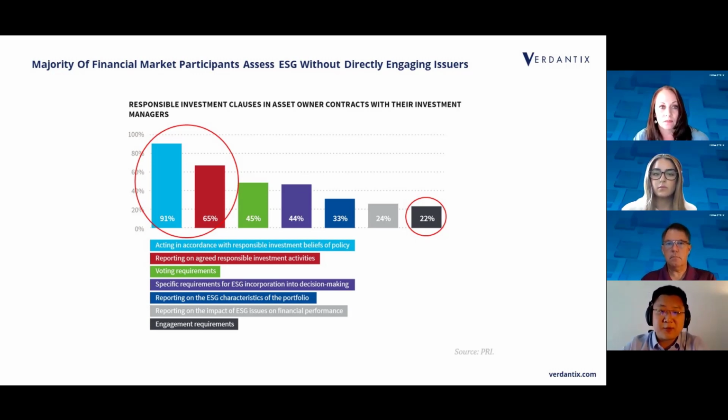The UNPRI source here did find that most investors will report on their own ESG practices or policies. For example, they may be a signatory in this case to the UNPRI, but only a handful will go so far as to engage issuers directly on their ESG practices. So the pressure is very much on corporate executives to engage and educate financial market participants on your ESG practices.